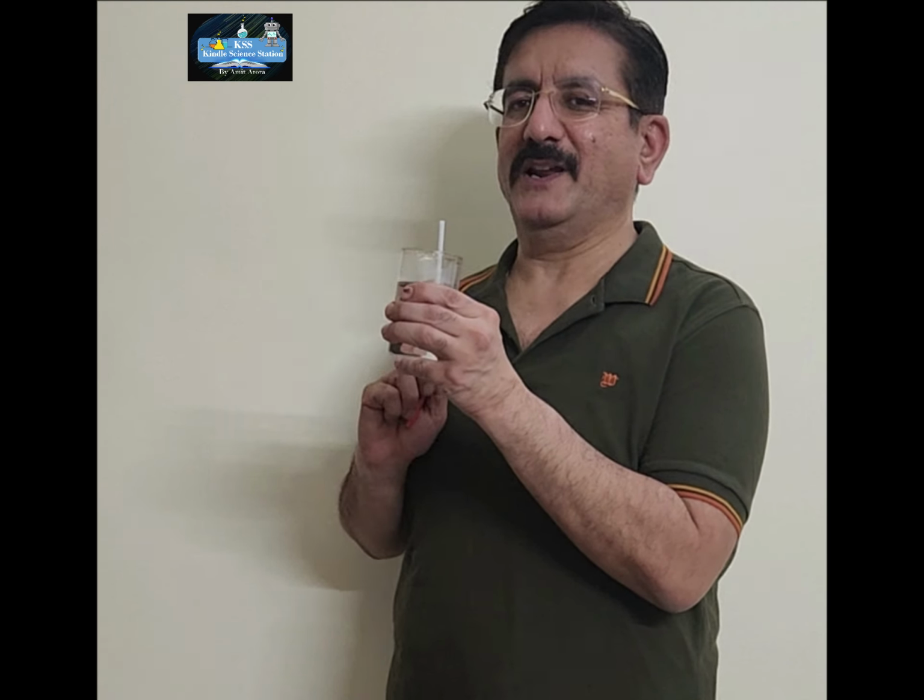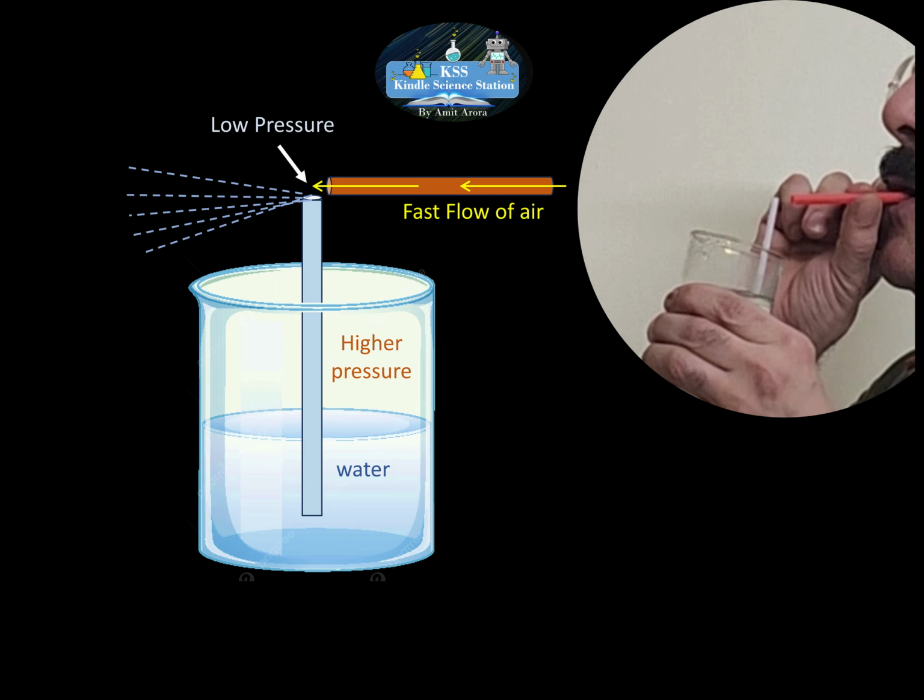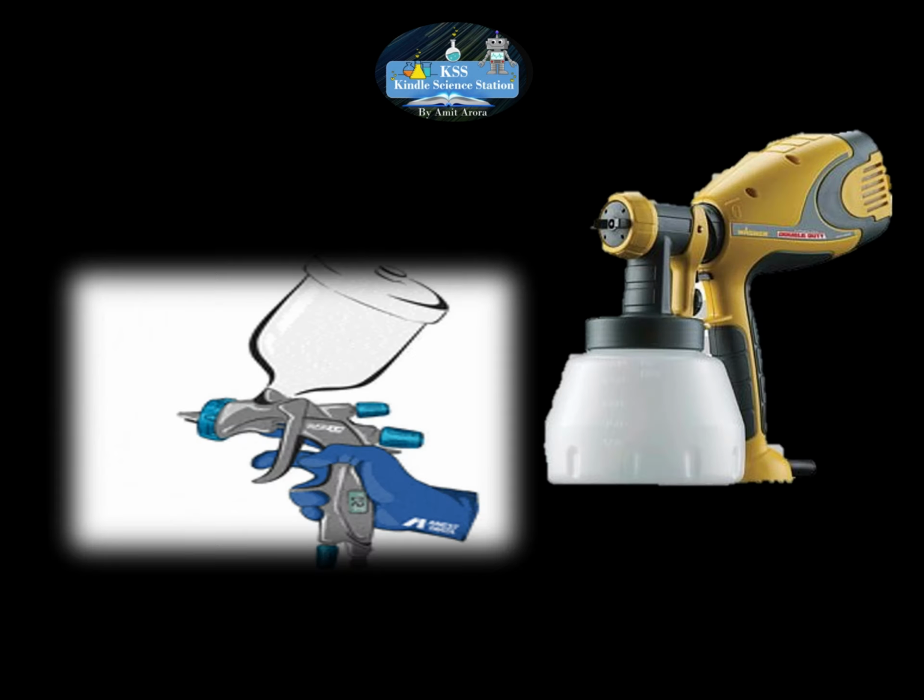How? Let me explain. In this activity, I used two straws. You must have noticed when I blew hard through one of the straws whose end is just above the other straw dipped in water, the fast flow of air moving out created a low pressure at the junction point of the two straws. There is a higher pressure below. This difference of pressure resulted in a sucking of water from the glass up the straw which was dipped in the water. On the same principle, the paint gun or the spray gun used to paint works.